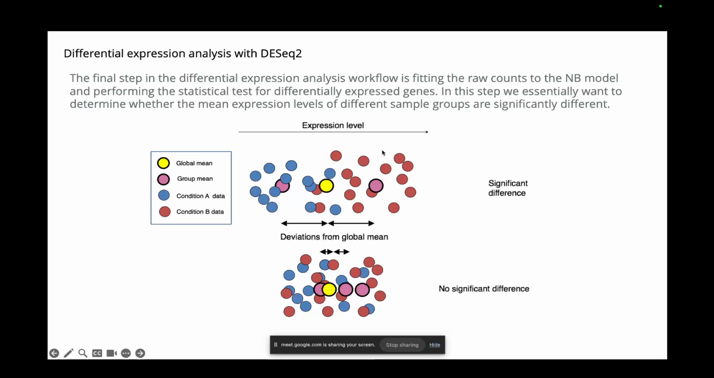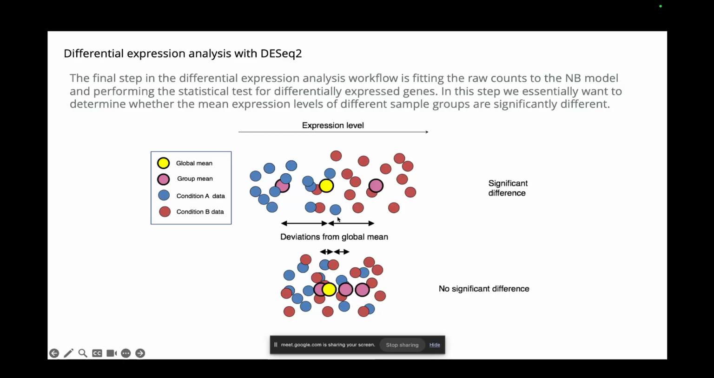So let's take an example of how it does it. This analysis is done with DESeq2. This is kind of the final step of the whole analysis pipeline: you've gotten the reads, you've annotated the reads, you've quantified the reads. Now you want to see how they are differentially expressed. The first step in the differential expression analysis workflow is fitting the raw counts to a negative binomial model and performing statistical testing for differentially expressed genes. In this step, we essentially want to determine whether the mean expression levels of different sample groups are different or not. So it's quite simple. You have two groups.